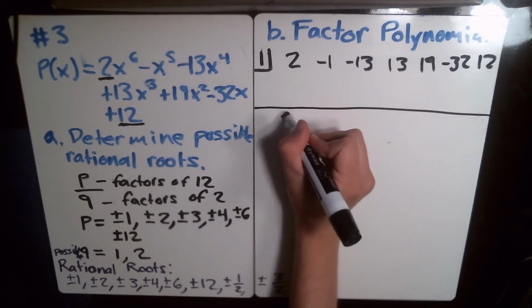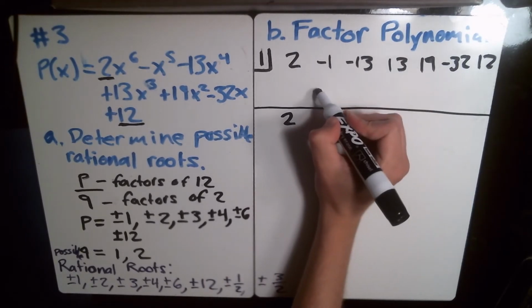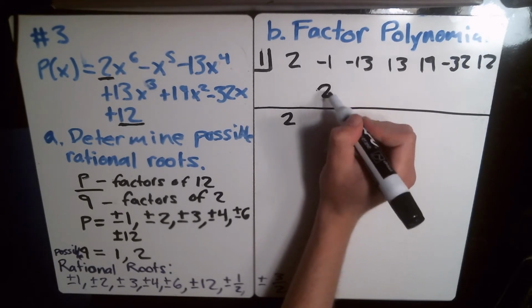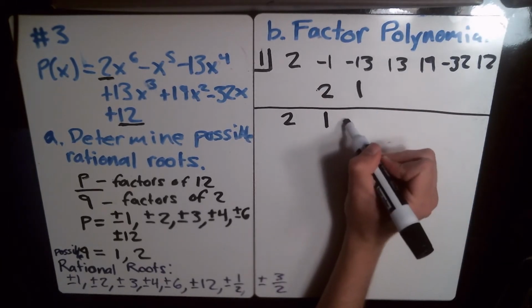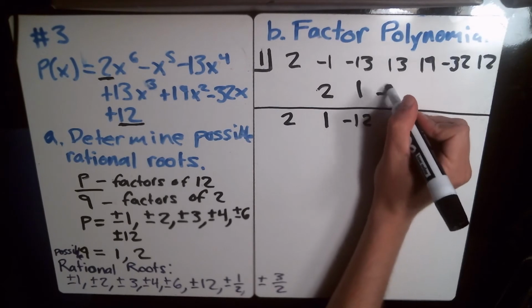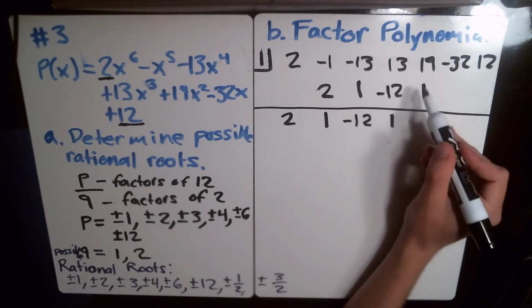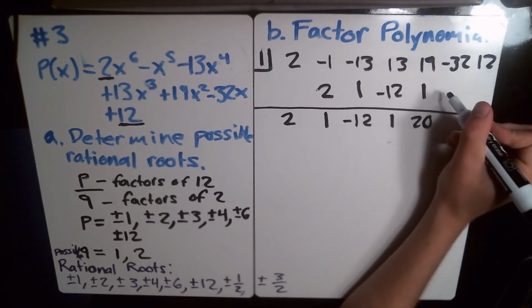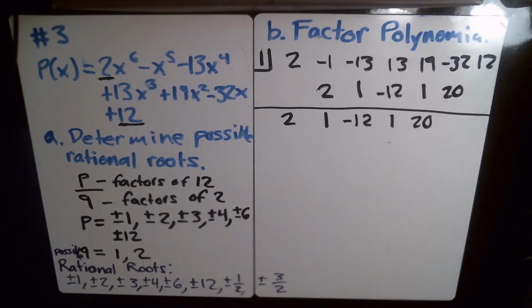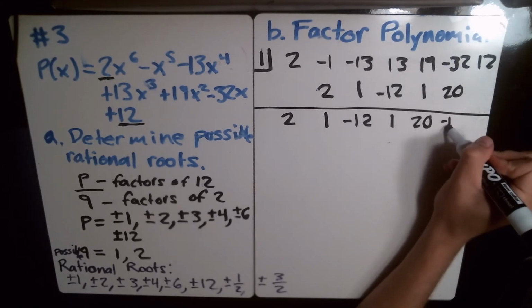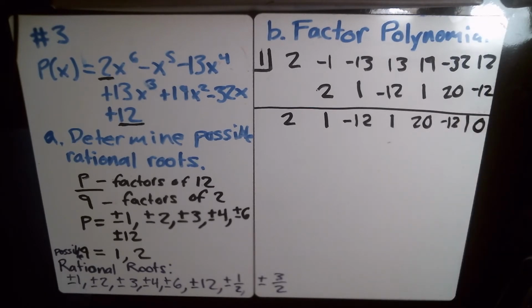Okay, so I'm going to bring down my 2, right? And then I times these two, so times those together we get 2. Then we add these, we get 1, times them 1, -12 times 1 is -12, plus is 1, times is 1, and then add, we get 20, and then 20 here is -12. Okay, times 1 is -12, and then when we add those we get 0. Okay, so this is just great.